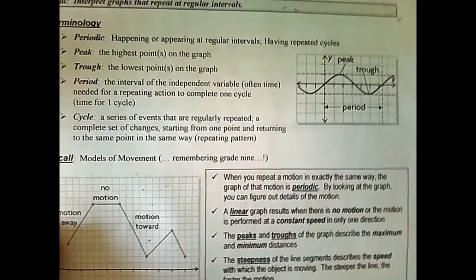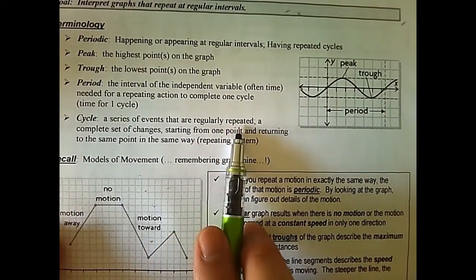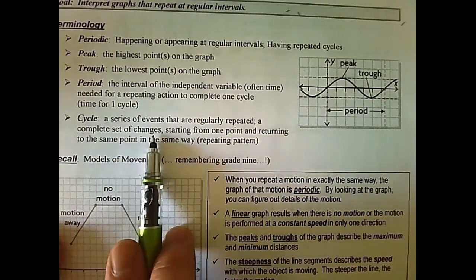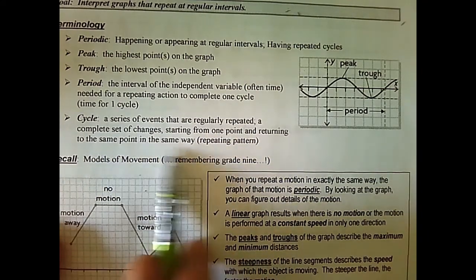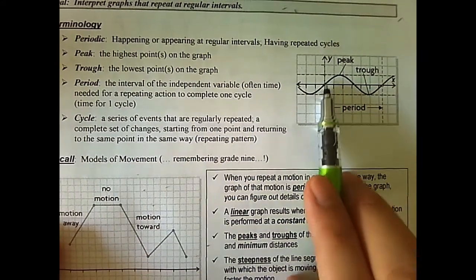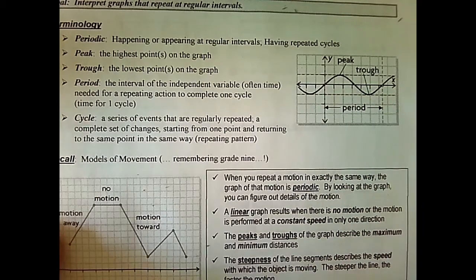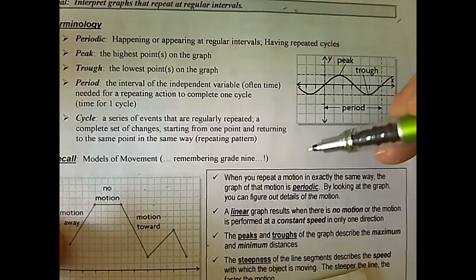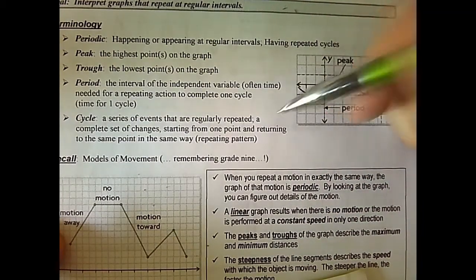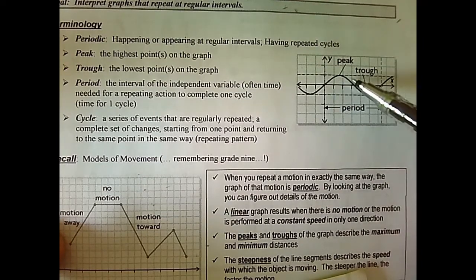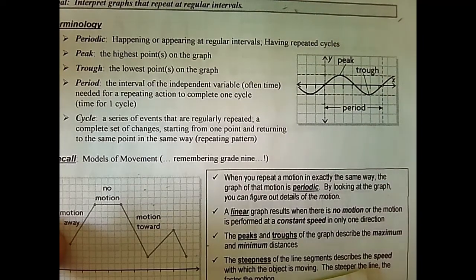Now a cycle is a series of events that are regularly repeated, a complete set of changes starting from one point and returning to the same point in the same way. So we can also say that this is one cycle. Just like in the wheel turning, one cycle was for it to get back to where it started from. So for this to go back to where it started from to repeat again, we can also call that a cycle.